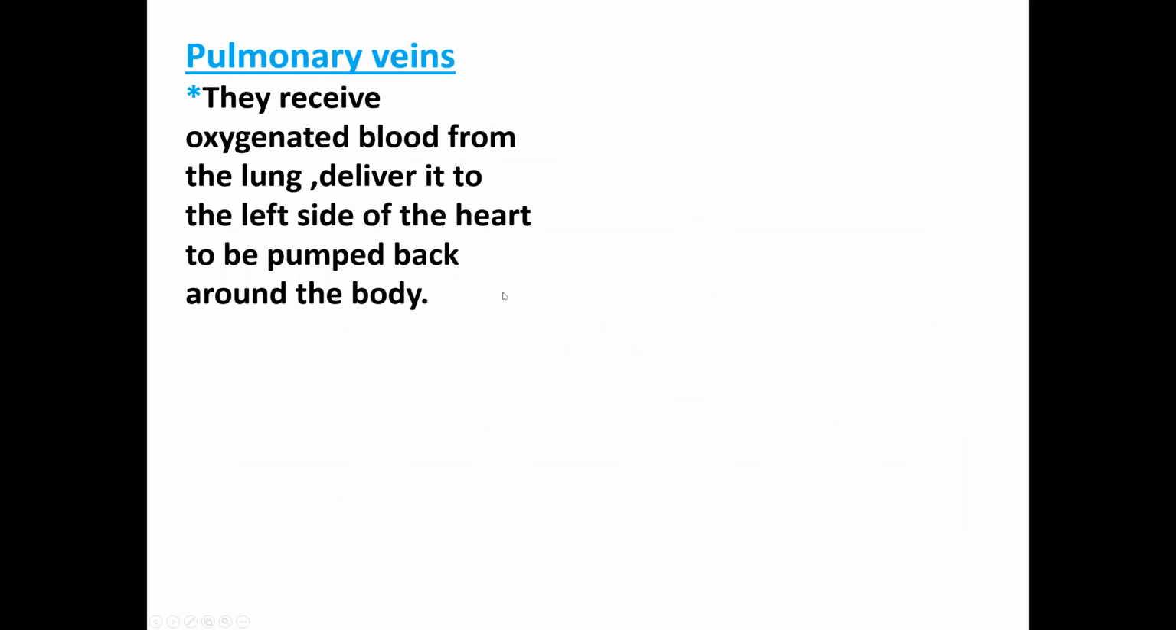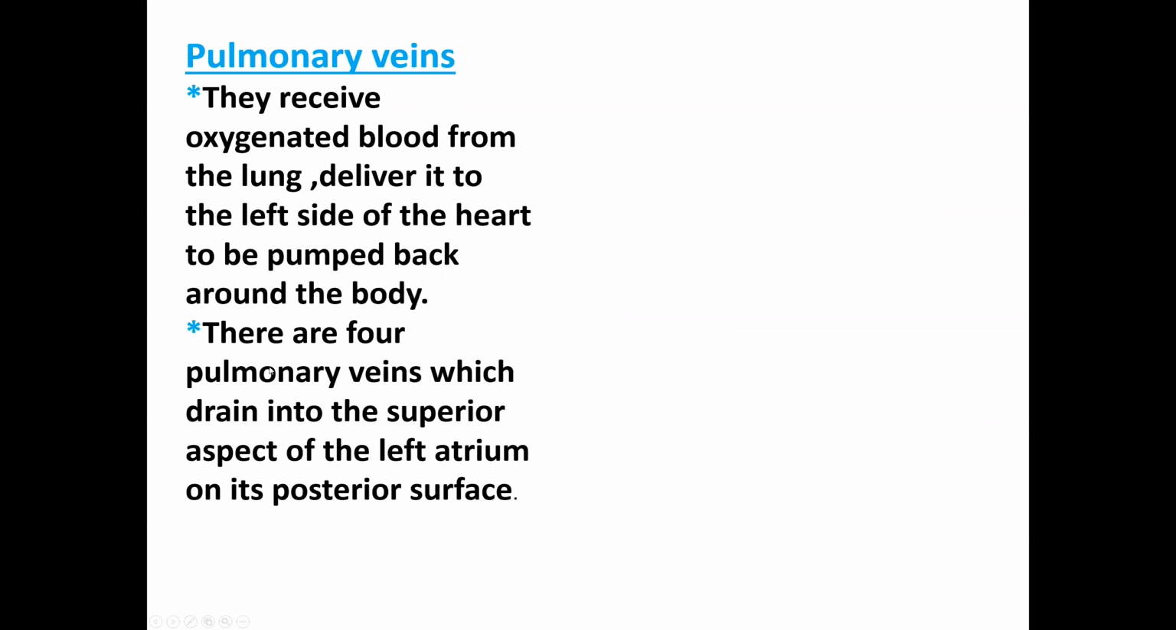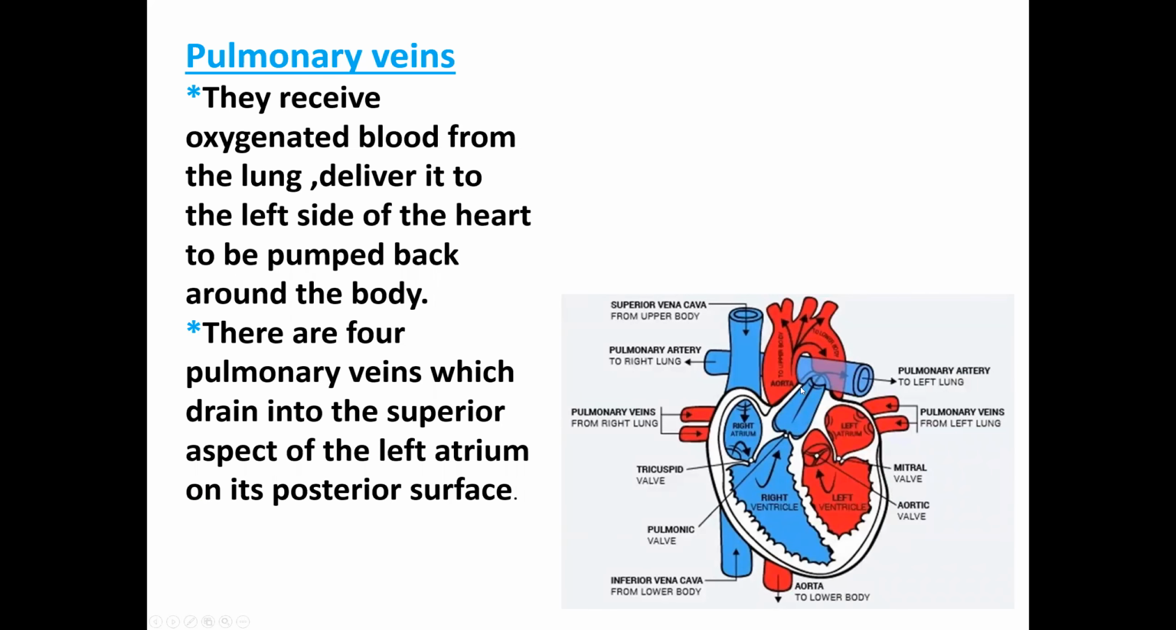Pulmonary veins. They receive oxygenated blood from the lung and deliver it to the left side of the heart to be pumped back around the body. There are 4 pulmonary veins which drain into the superior aspect of the left atrium on its posterior surface. These are the right and left pulmonary veins.